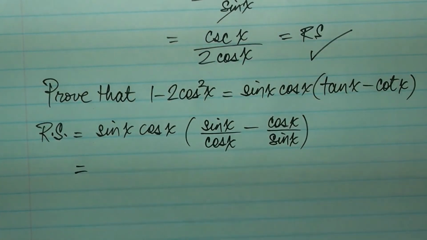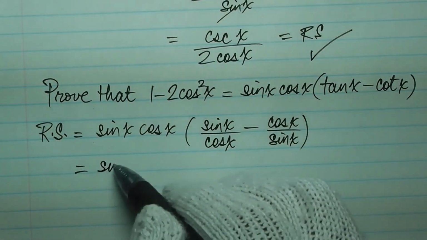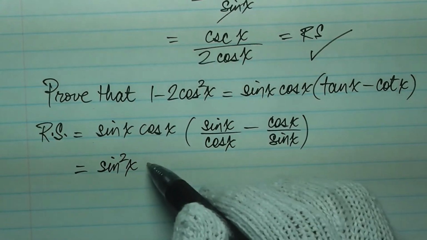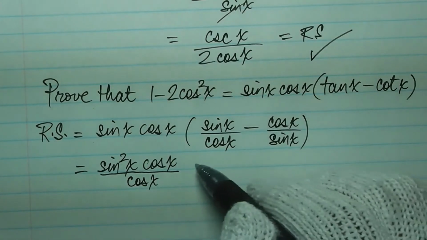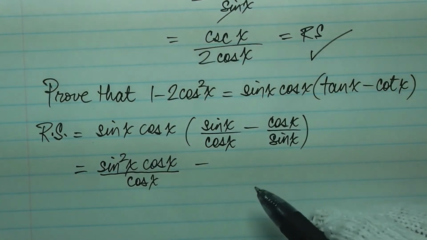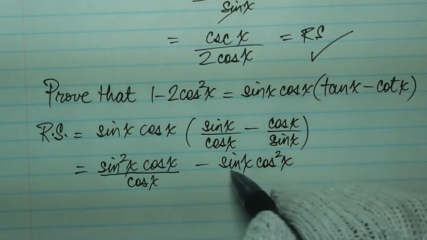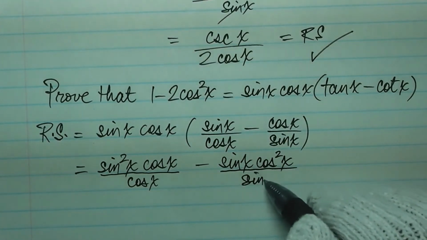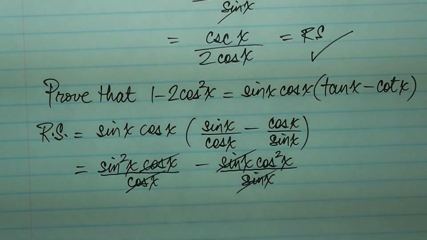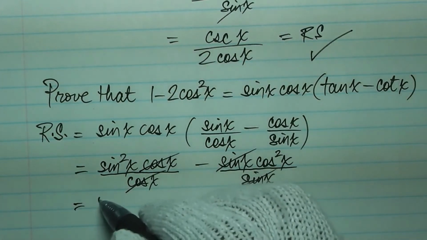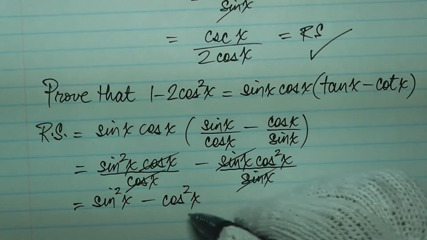I'm then going to carefully multiply these two out. So when I multiply these two out, I'm going to get sine squared x cosine x over cosine x minus these two multiplied to give me sine x cosine squared x over sine x. Gone, gone. It's going to give me sine squared x minus cosine squared x.